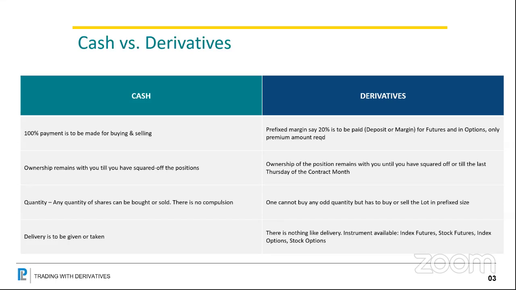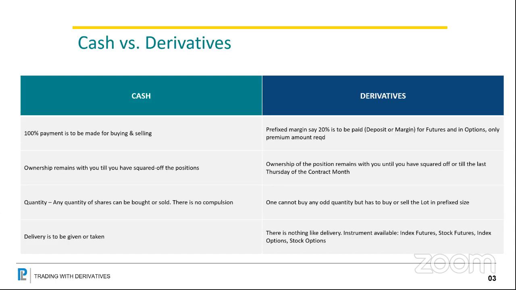In derivatives, there are always contracts that we practice, and these contracts always expire on every last Thursday of the month. So that is the time when we have to square it off, or if before, suppose we have our own conditions and we meet that, then we square it off.